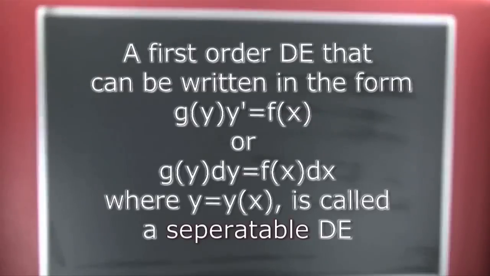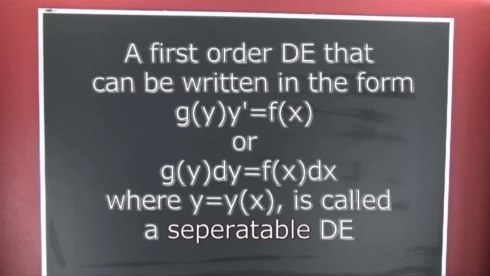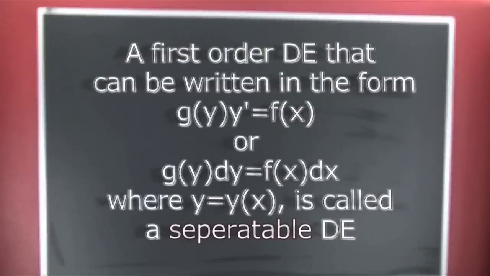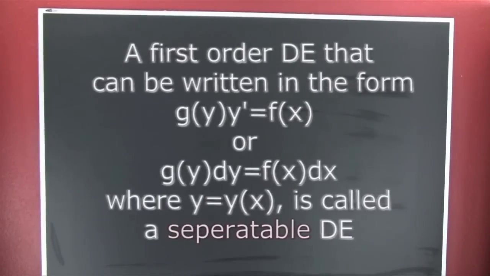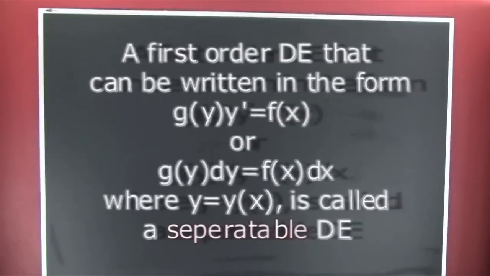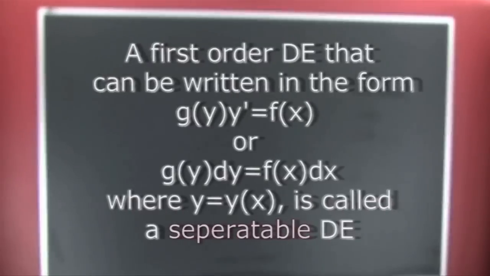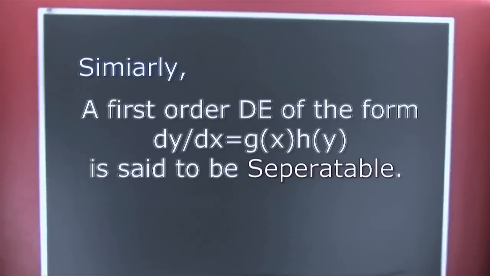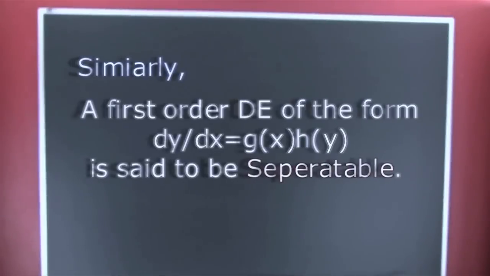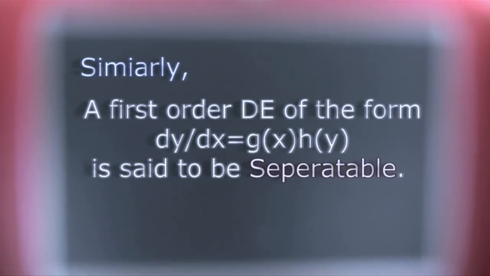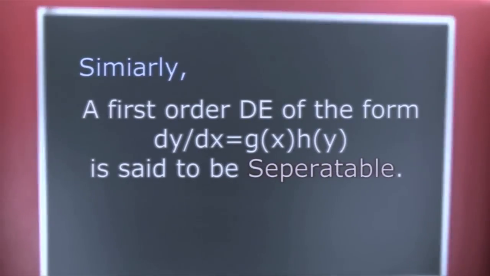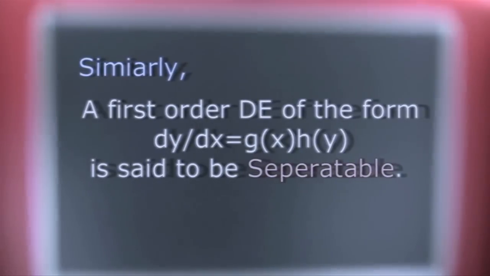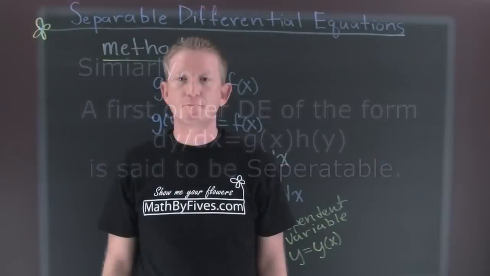A first-order differential equation that can be written in the form g of y prime equals f of x, or g of y prime equals f of x dx, where y is a function of x, is called a separable differential equation. Similarly, a first-order differential equation of the form dy/dx equal to a function entirely of x, call it g, and a function entirely of y, call it h, is said to be separable.